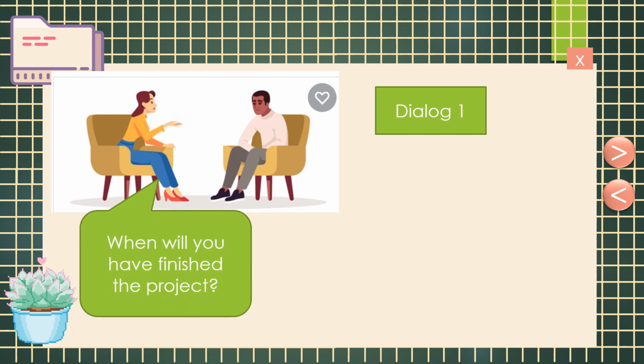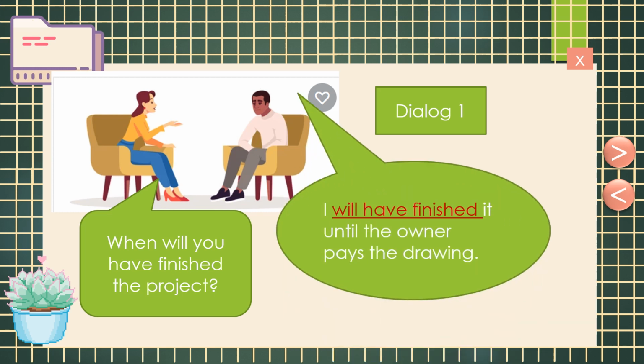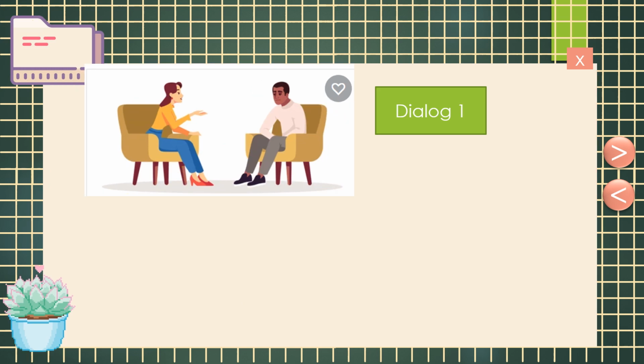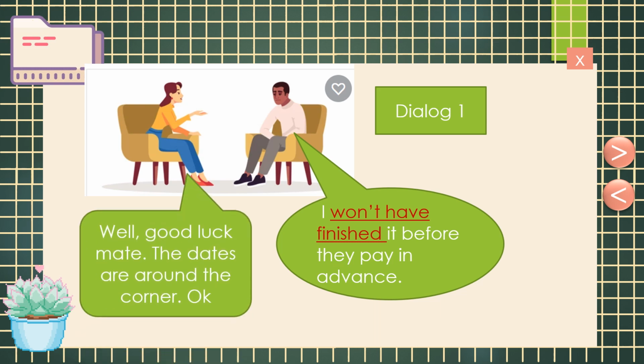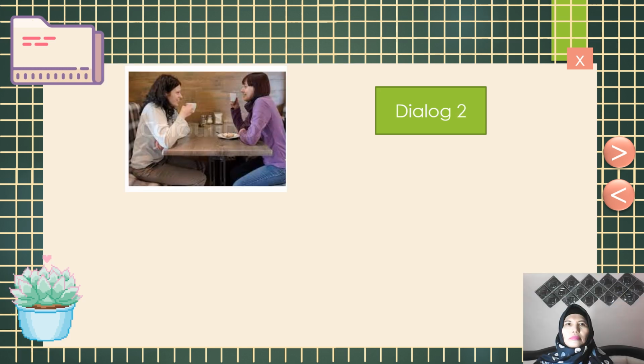Dialogue 1. When will you have finished the project? I will have finished it until the owner pays the drawing. I won't have finished it before they pay in advance. Well, good luck, May. The dates are around the corner, okay? Now, listen to dialogue 2.